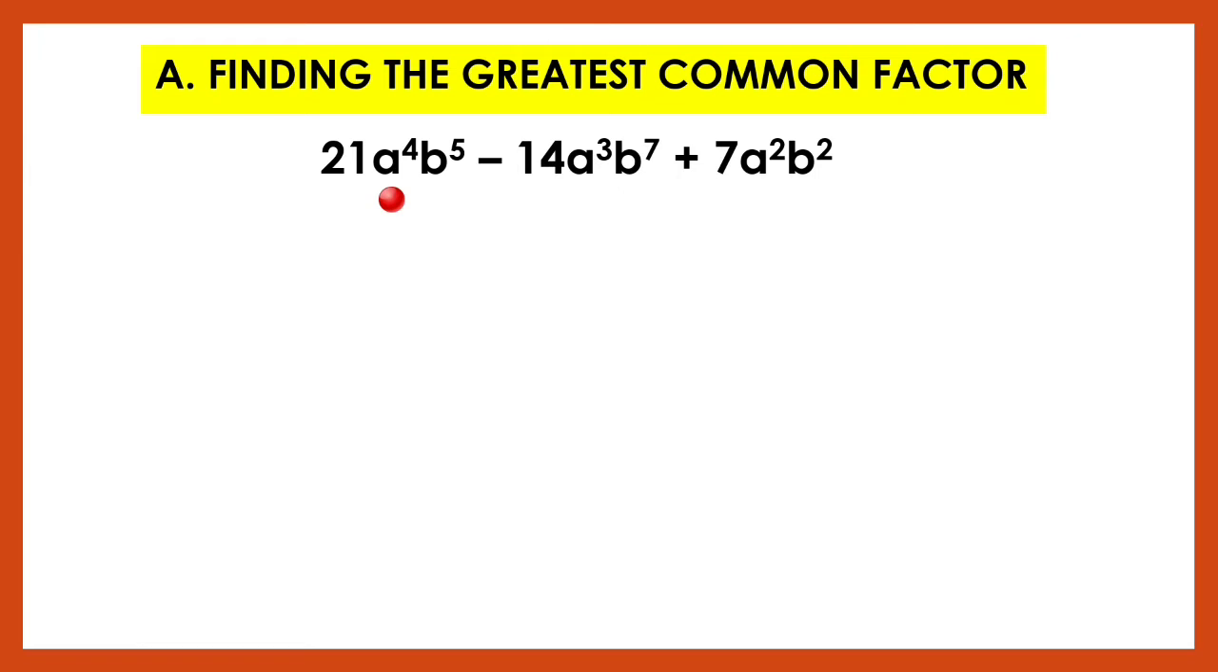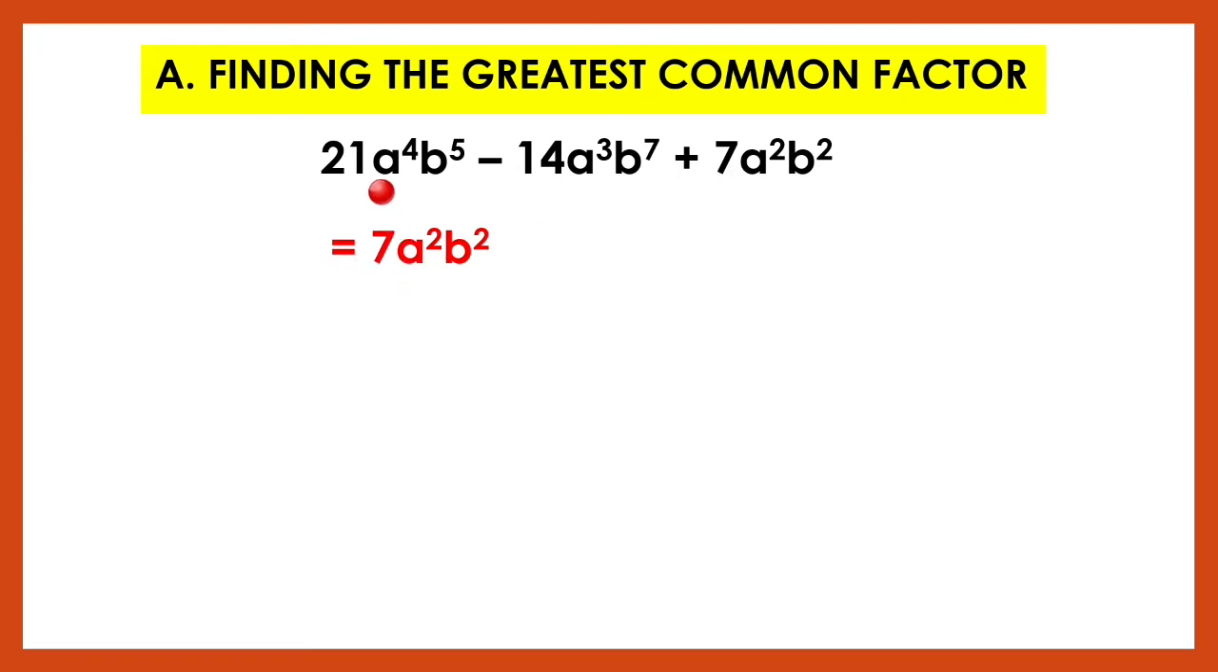Factor 21a raised to 4, b raised to 5th power minus 14a cubed, b raised to 7, plus 7a squared, b squared. So, una, kukunin natin ang greatest common factor. So, ang greatest common factor is 7a squared, b squared. Paano nangyari yon? Ang 21, 7 times 3. Ang 14, 7 times 2. Ang 7 ay 7 times 1. So, ang greatest common factor is 7.